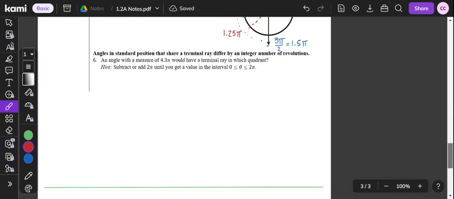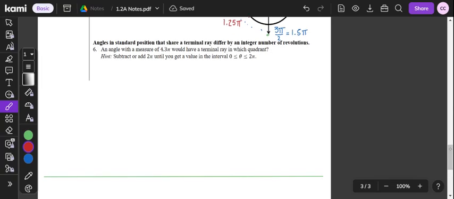All right, last. It says angles in standard position that share a terminal ray differ by an integer number of revolutions. It's big fancy math talk for basically you are allowed to continue around the circle even after you've completed a circle. So let's look at a problem where that happens. It says an angle with a measure of 4.3 pi would have a terminal ray in which quadrant? And it gives you a hint here, which we'll talk about in just a sec. I'm actually going to show you a different way to do it first.